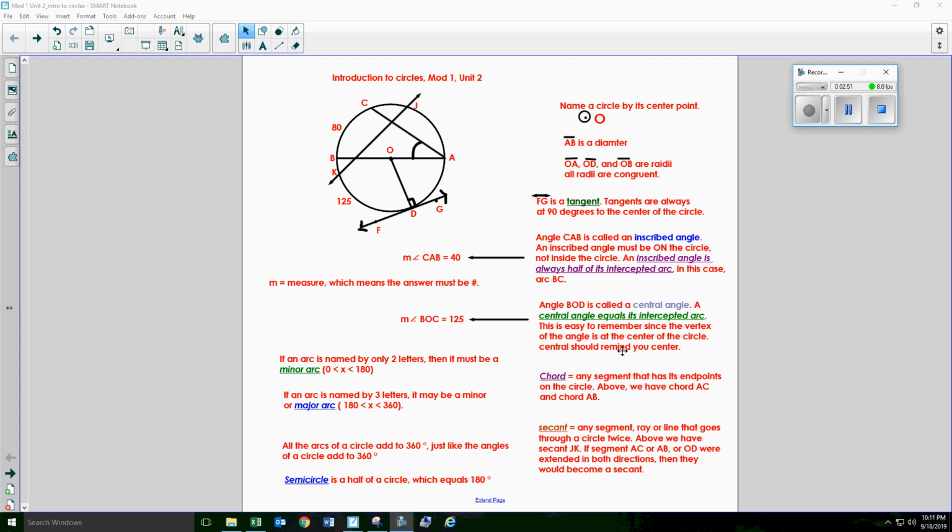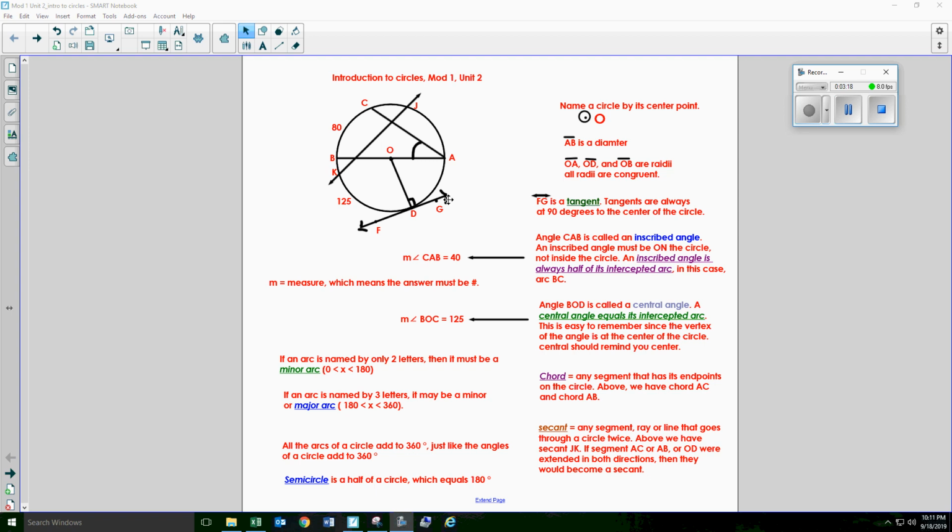Now, this vocab again will be on your quiz and test as we go through. It could just be identifying: name the chord, for example, or the tangent, or a secant. So make sure you're not only taking notes on this, but memorizing the vocab along the way. And I'll be asking for extra credit in class: who can tell me the definition, for example, of a tangent?